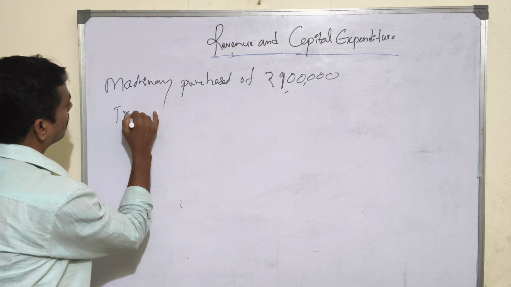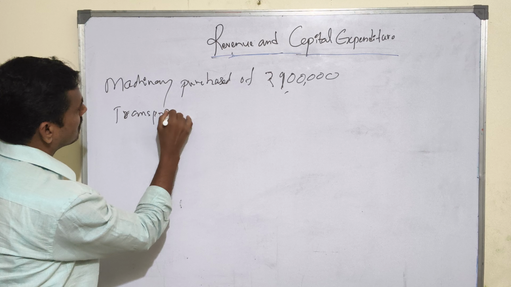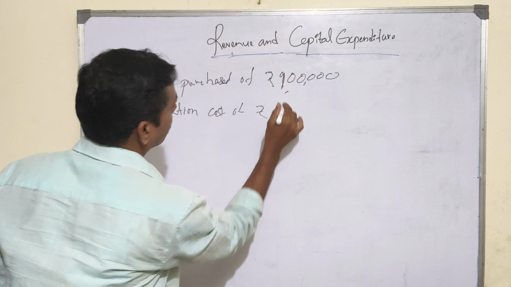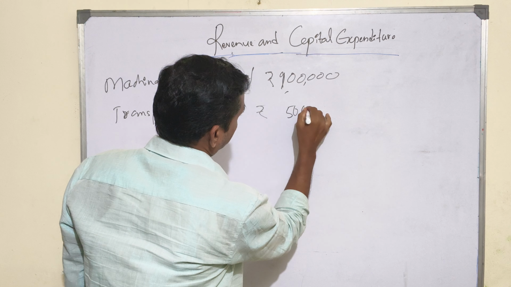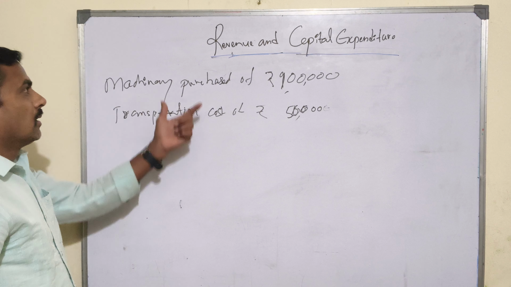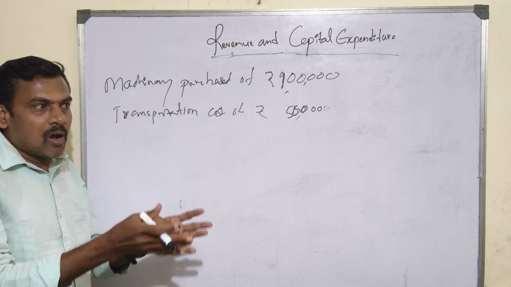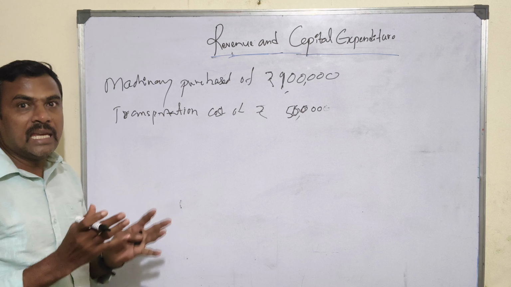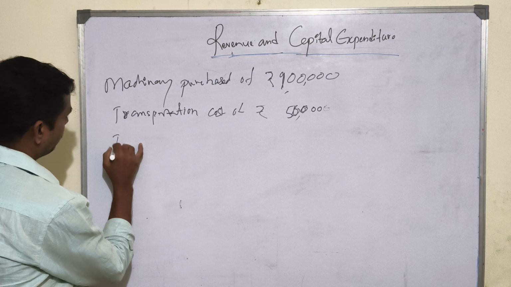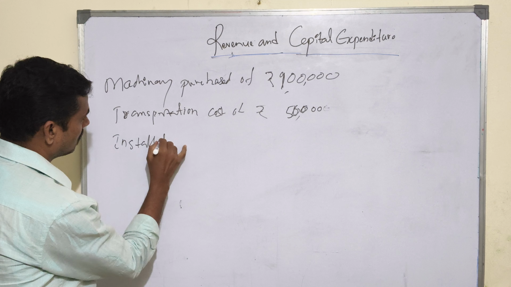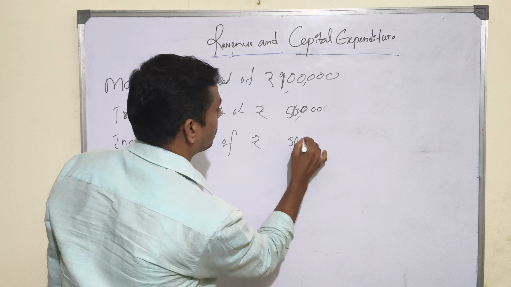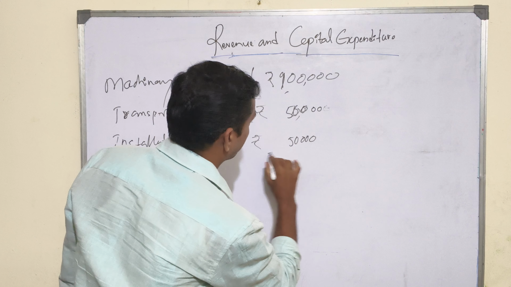Transportation cost of rupees, say for example, 50,000. If the machinery we already bought is brought to the factory premises, we need installation to make the machinery function, right? So installation cost is required. Installation cost of rupees 50,000. Just an imaginary example, okay?